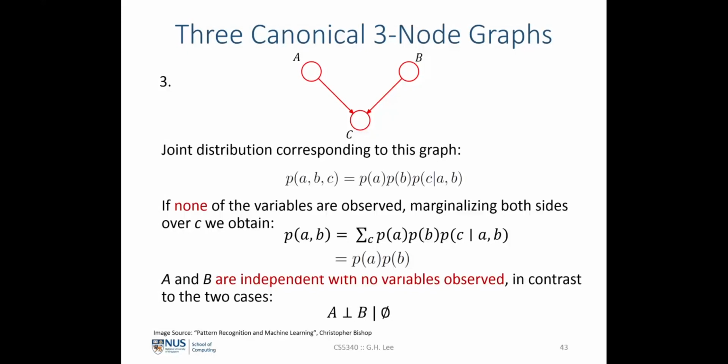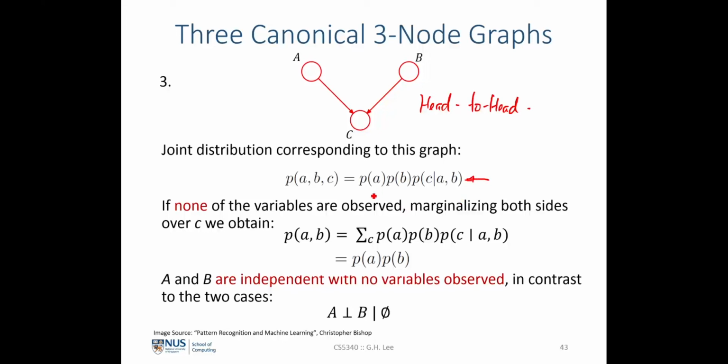Now the third canonical graph that we are going to see is the structure shown in this figure over here, which we call a head-to-head structure. We can see that the node C, which represents the random variable C, has two arrows pointing towards it. And this is why we call it the head-to-head structure.